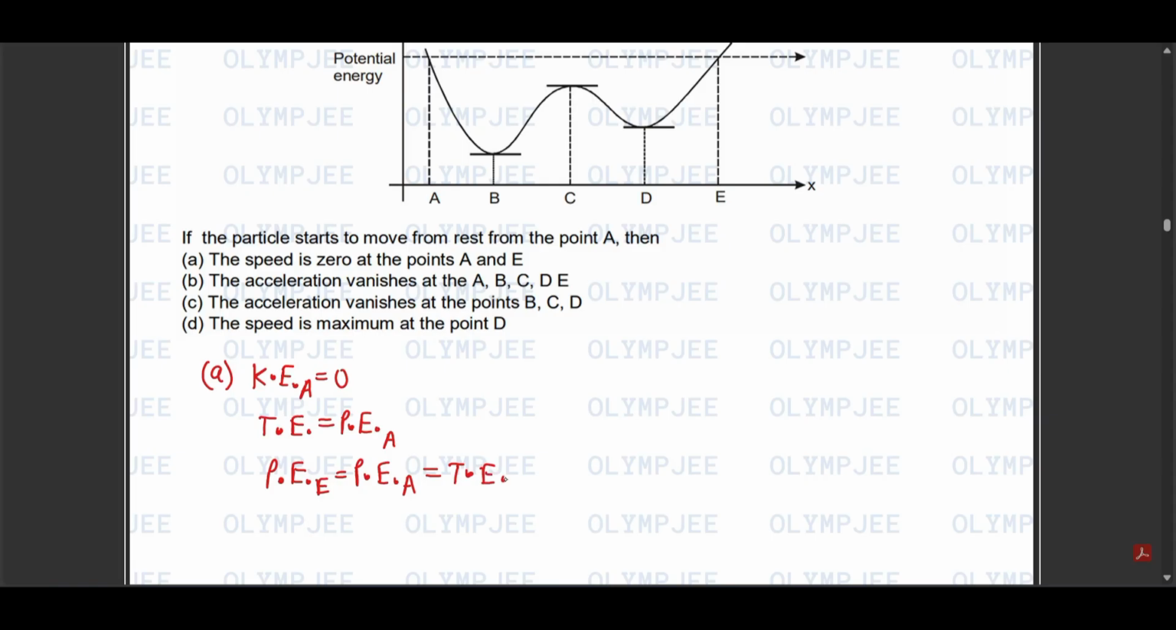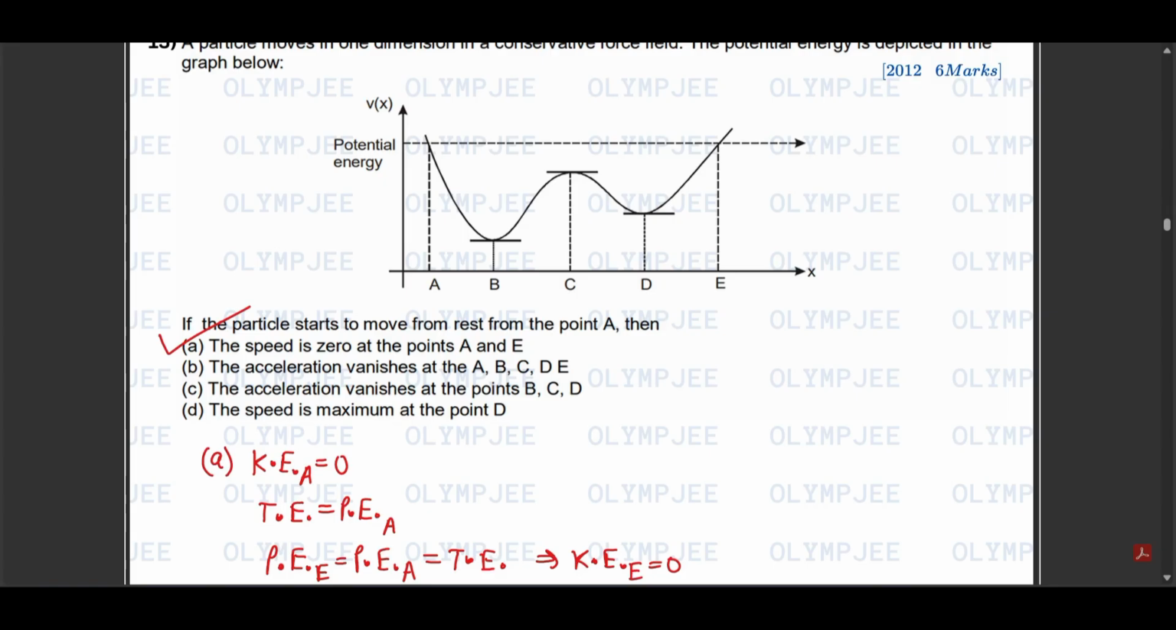So it means that at point E also the total energy consists only of potential energy and there should be no kinetic energy. So this implies that kinetic energy at E should be 0, right? Because total energy consists only of potential energy at point E. So option A is correct, that the speed is 0 at points A and E, because at E also kinetic energy is 0, so velocity is 0.